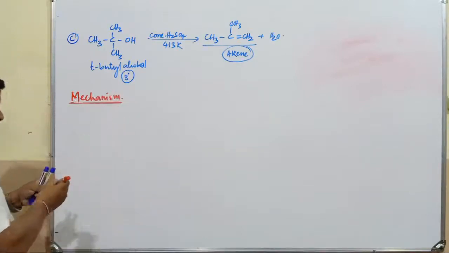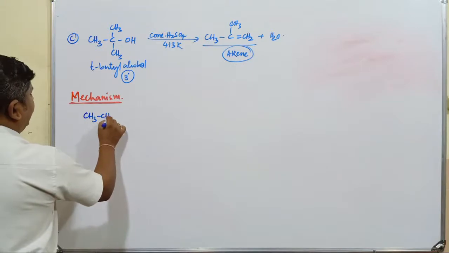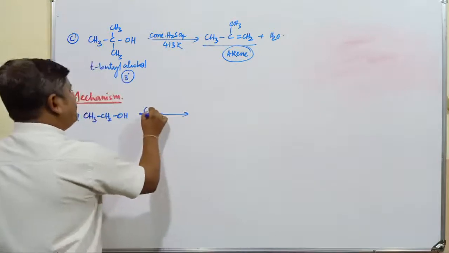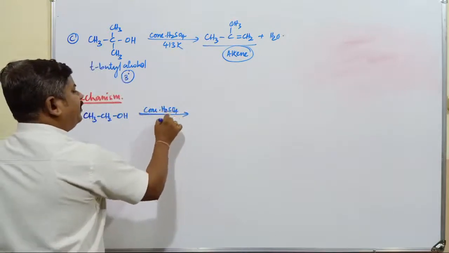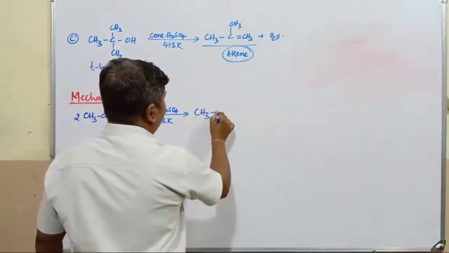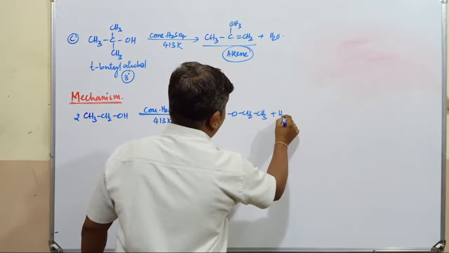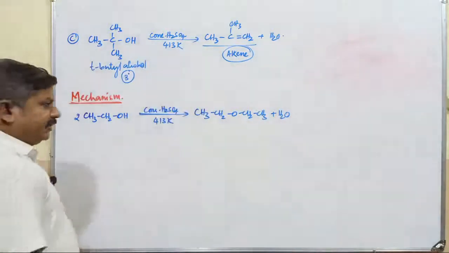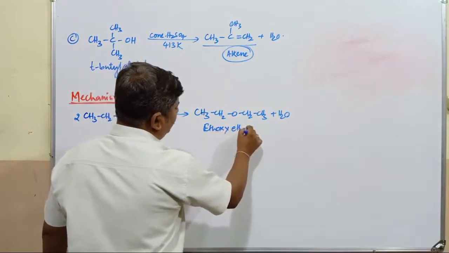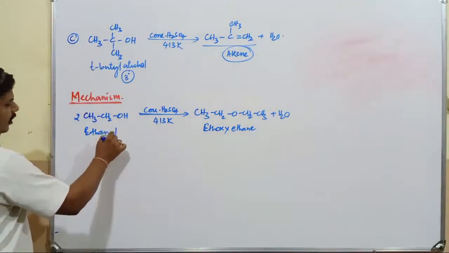Mechanism of this particular reaction. First I will write one reaction, after that I will go with the mechanism. CH3, this is CH2, this one is OH. Already I have explained about this primary alcohol. Concentrated H2SO4 at what temperature? 413 Kelvin. Okay. What's the compound obtained? This is CH3CH2OCH2CH3 plus H2O. What's the name of this ether? It is ethoxyethane. The IUPAC name is ethoxyethane. What's the common name? Diethyl ether. It is from ethanol.